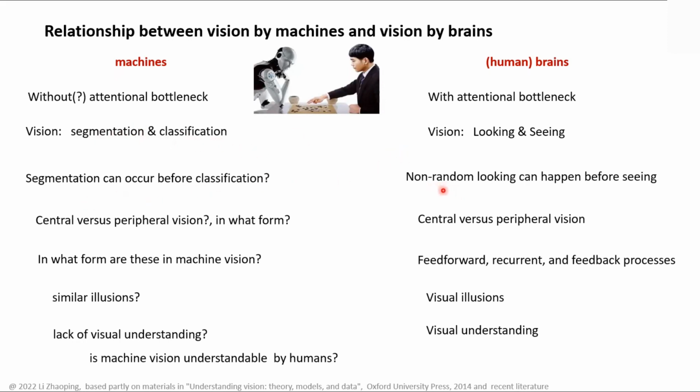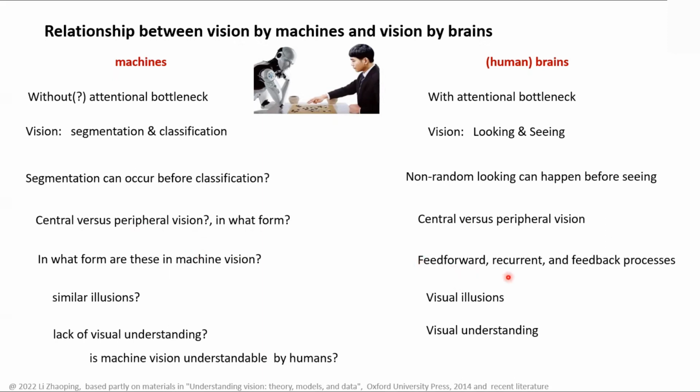And we can see that in human vision, non-random looking could happen before seeing, but could segmentation occur before classification? We can ask that question. Central versus peripheral vision, do we have that? Well, maybe we do, right? Maybe not. It depends on your implementation, your particular application. There's no reason why we can't if we need to.